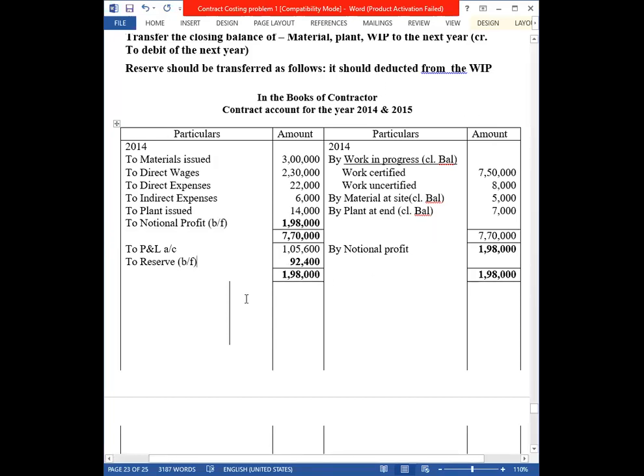Up to this, no problem, because you know very well this is the method, and these are the items that will come in the debit side and credit side. So after this, no problem. Now you are going to continue this contract account for the next year also. Okay. So next year, 2015, very, very important, 2015. This is the next year we are going to continue.